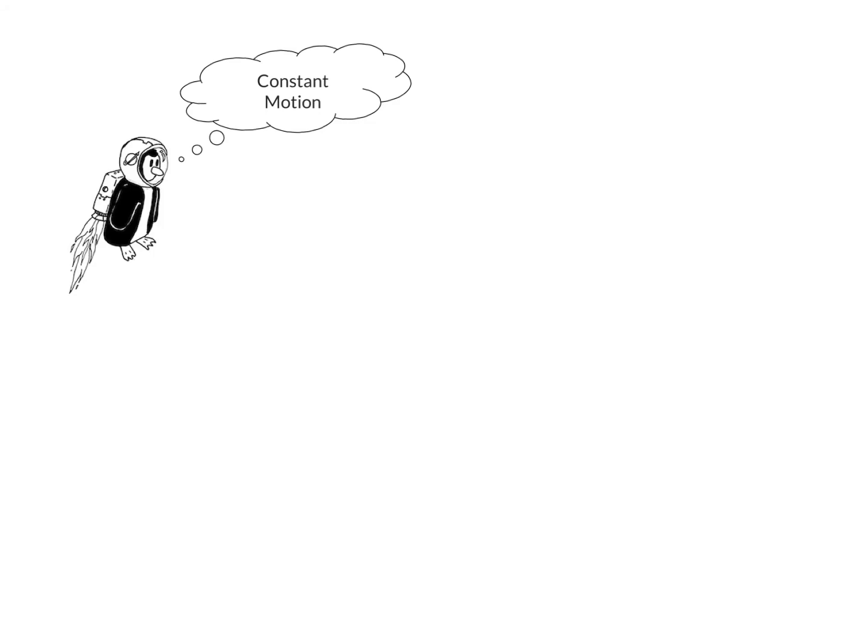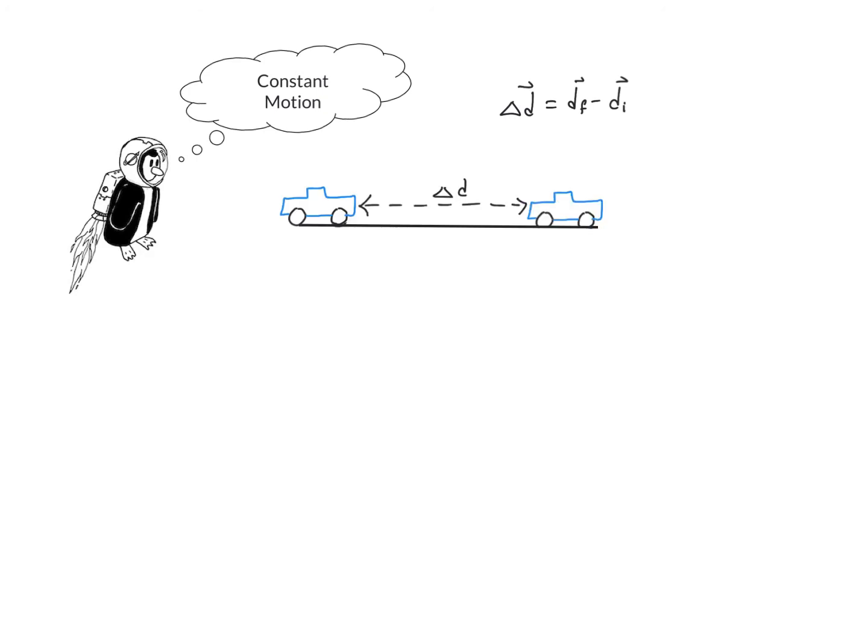Today we're going to talk about constant motion. You'll recall that the change in distance represented your final position minus your initial position. This is often called displacement. If you're on a highway and you're driving forward, you cover a certain distance in a certain amount of time.